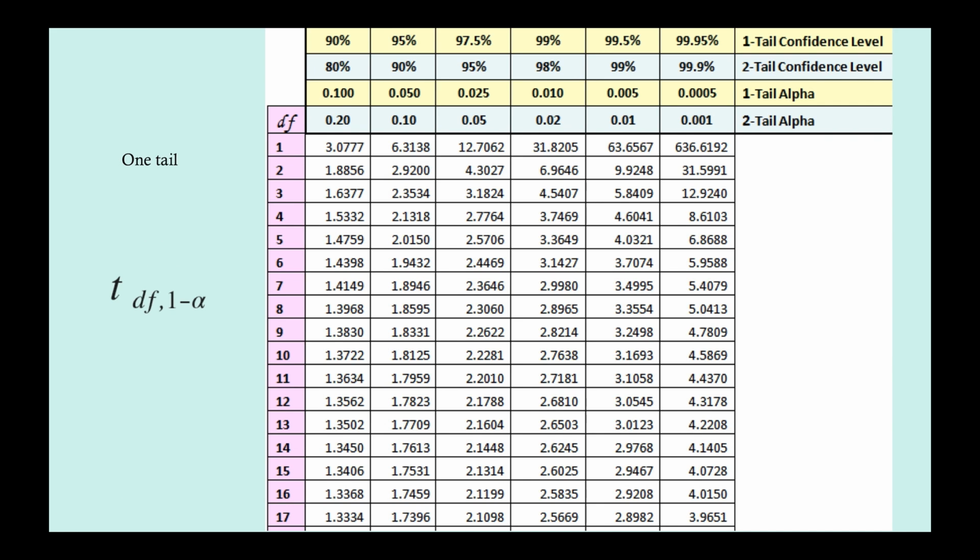So let's say you have one tail. You're dealing with one tail. If you have an alpha of 0.05, then you're going to be here. So one tail alpha of 0.05. And let's say you have a sample size of 15. How many degrees of freedom do you have? 14 degrees of freedom. And so your critical value for a sample size of 15, where you have an alpha of 0.05, would be 1.7613. And we would denote this by t subscript 14, .05. Sometimes they flip these, but this is how I learned it.